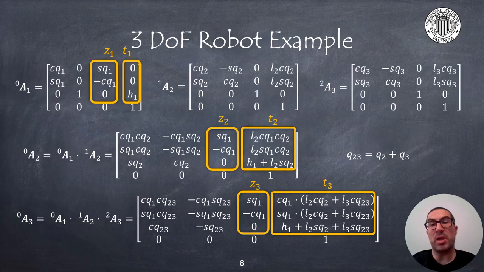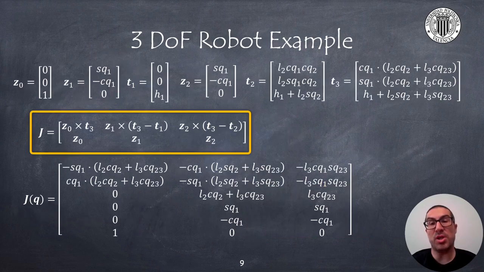From these parameters, we can obtain transformation matrices A01, A12, and A23, based on the Denavit-Hartenberg transformation matrix formula. Analytically, this implies the expressions on the top. From these transformation matrices, we can also obtain transformation matrices of the links with respect to the robot base, that is, matrices A02 and A03, where q23 is the sum of the joints q2 and q3. On the slide, I have highlighted the elements that will be used for computing the robot Jacobian.